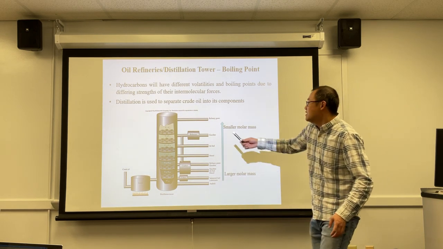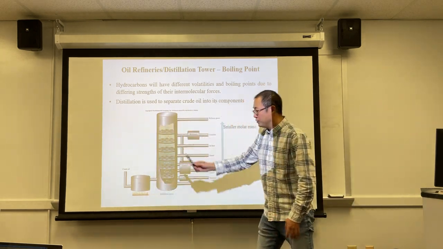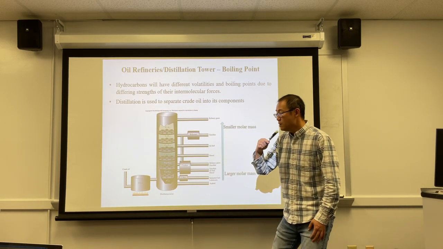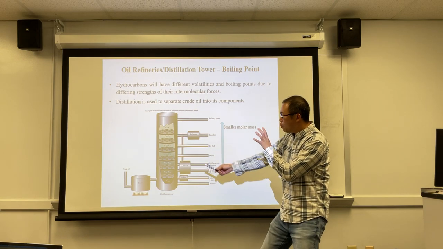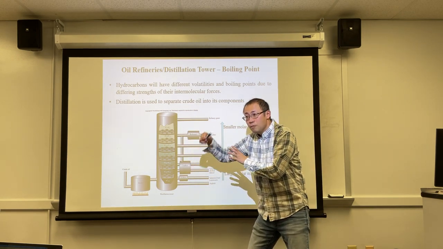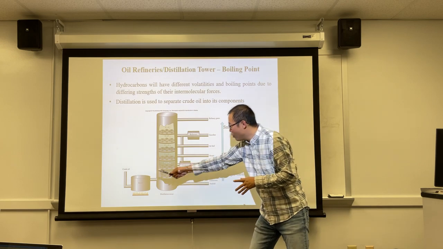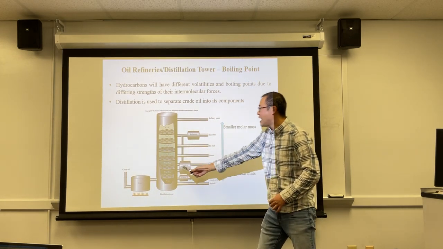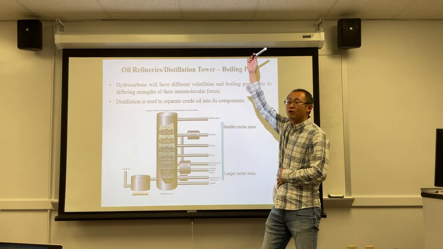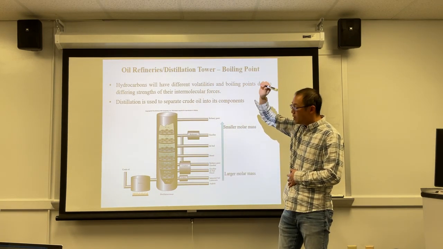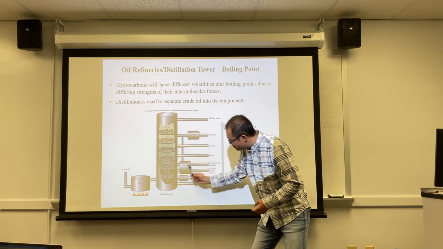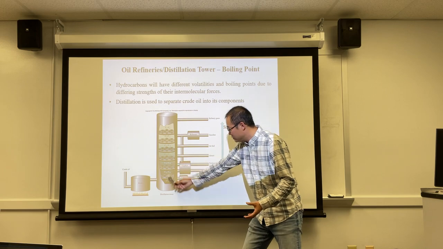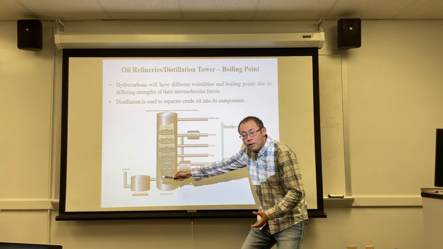What happens is, when you put the crude oil in a boiler and boil it, the ones with fewer carbons will what? Boil faster. They will rise up because they're gas, right? After boiling, they're gas. They will rise up to where? To the top or upper part of the tower. The ones with more carbons will boil slower. They will be at the lower part of the tower.